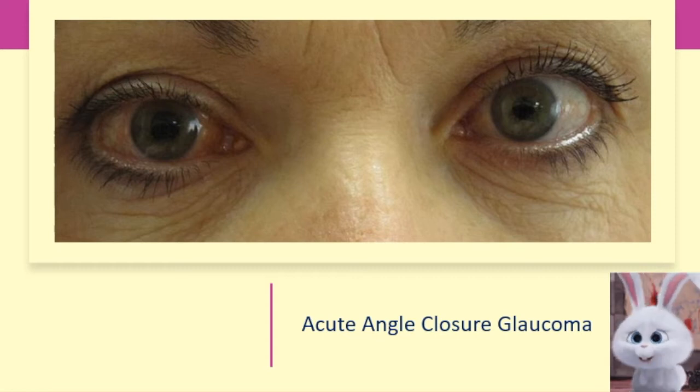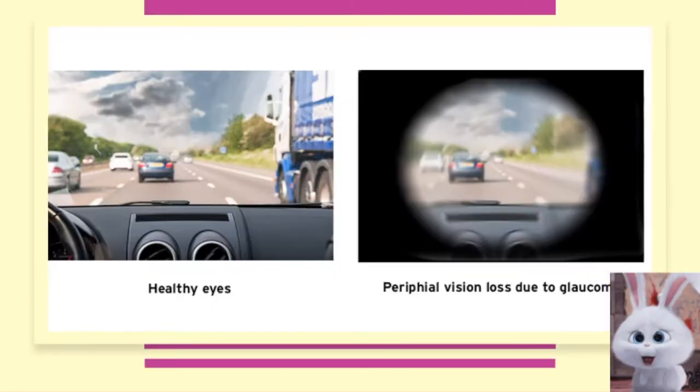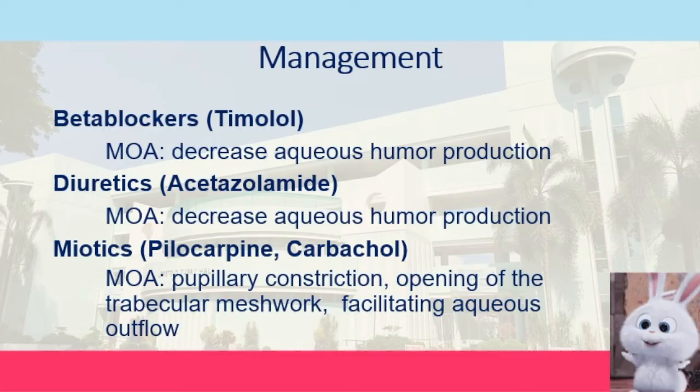Okay, next. So class, this is how they would view. This is the tunnel vision that we talked about earlier. Now, this tunnel vision, class, is related to the peripheral visual loss of your patient. If healthy eyes would be able to see this, this is how a patient with glaucoma would see it. Now, what is our management for this patient?